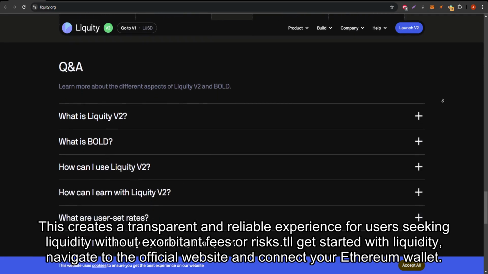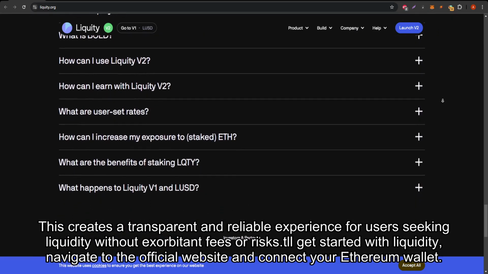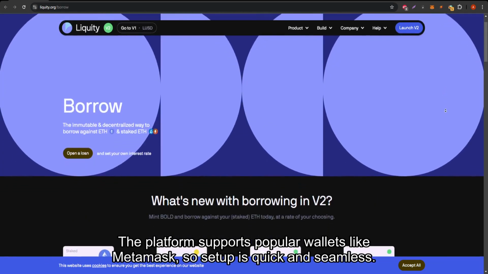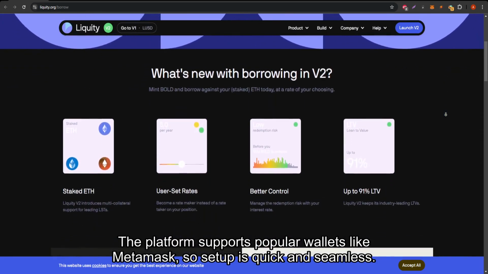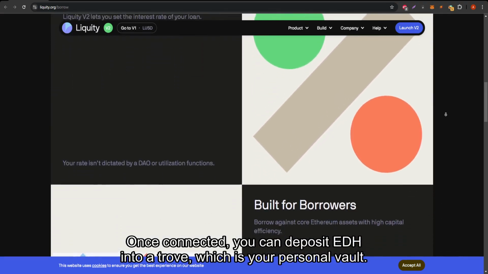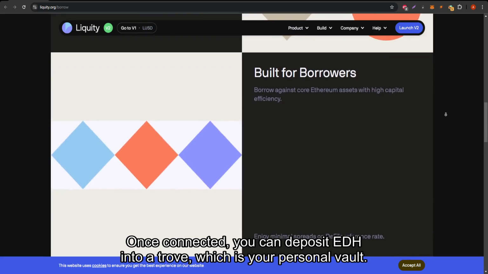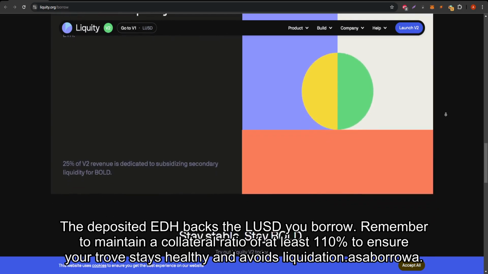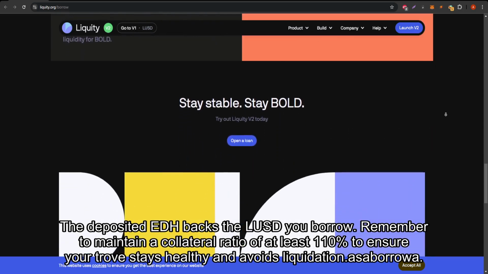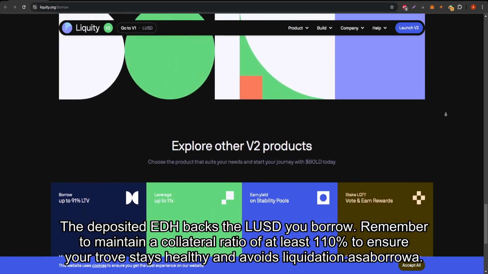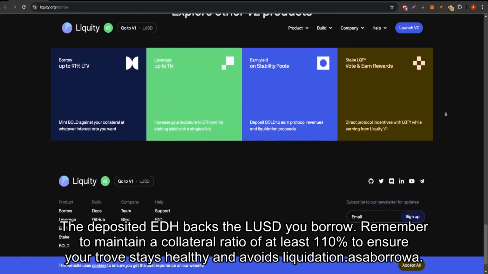To get started with Liquity, navigate to the official website and connect your Ethereum wallet. The platform supports popular wallets like MetaMask, so setup is quick and seamless. Once connected, you can deposit ETH into a trove, which is your personal vault. The deposited ETH backs the LUSD you borrow. Remember to maintain a collateral ratio of at least 110% to ensure your trove stays healthy and avoids liquidation.